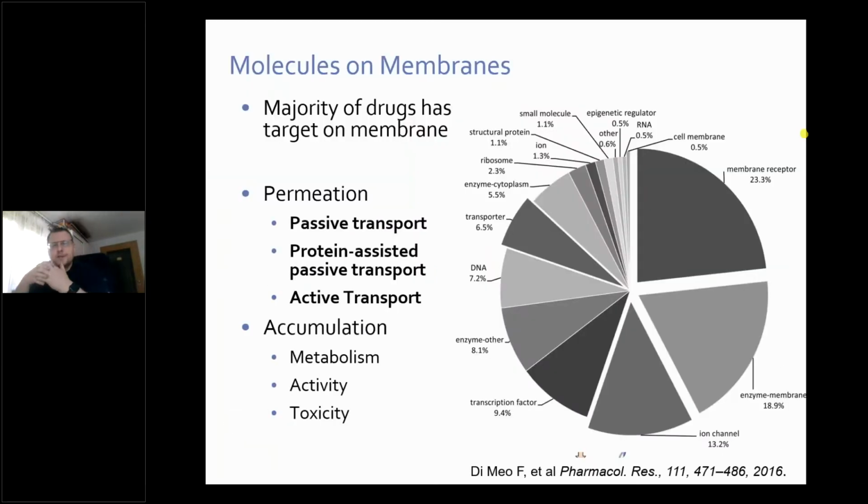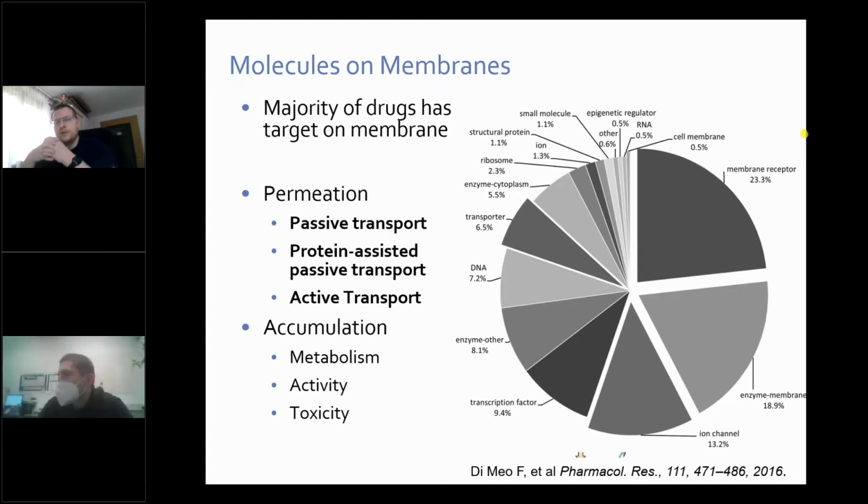So the question is, why bother with molecules on membranes? The major reason is that the molecules actually interact a lot with the membranes, and the majority of the targets for molecules are actually on the membrane or behind the membrane inside the cell. So if we want to understand the pharmacology of how the molecules can interact with the cell, we need to look into the permeation and accumulation properties.